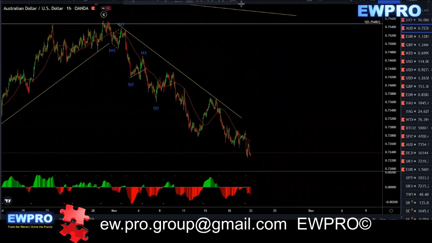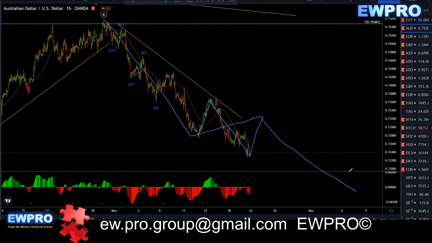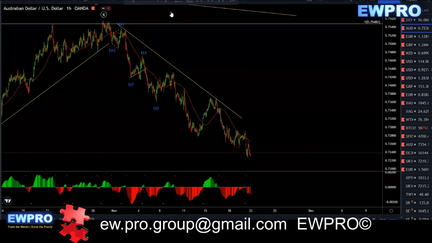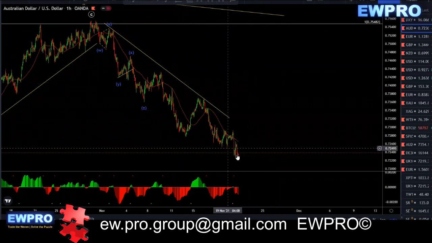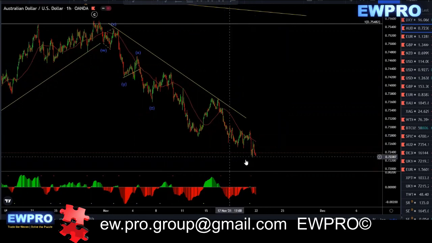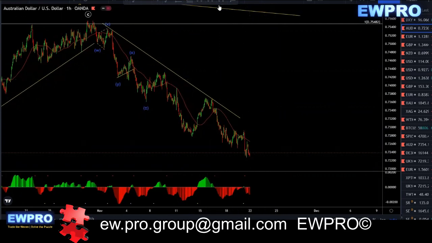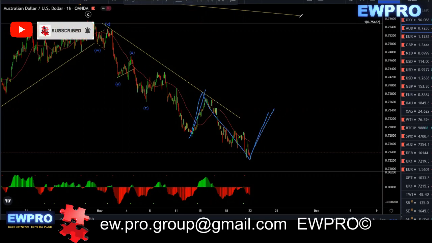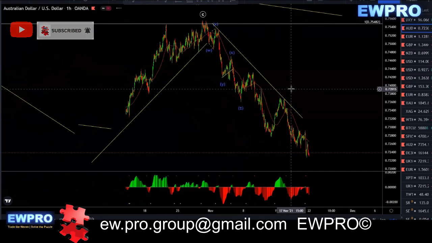This may end up being a larger correction in here for an ABC, and then we get another impulse down to the targets. So we really have to watch this now. I wouldn't be looking for sells down here. We've got that bullish divergence. I'd be looking for a buy in this wave here as a possible C up, like an A, B, C, just a scalp, really.